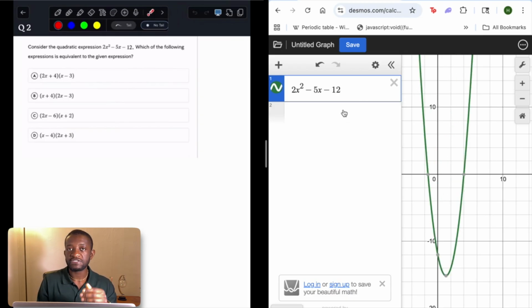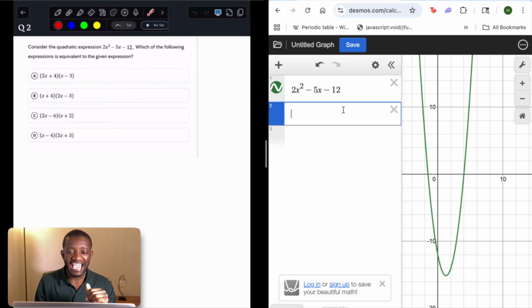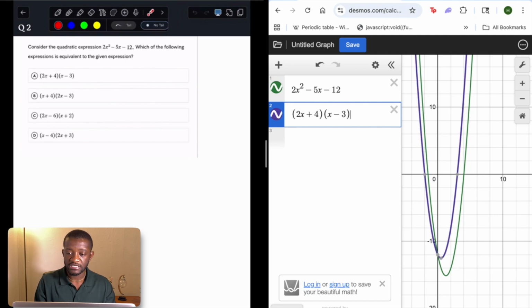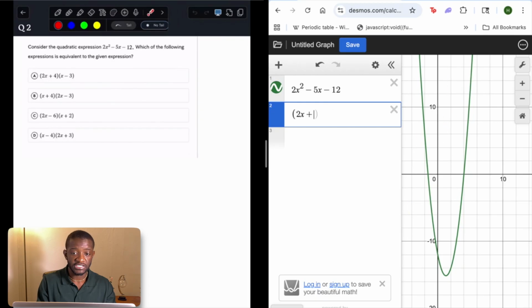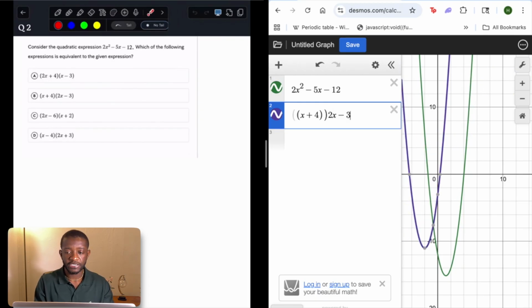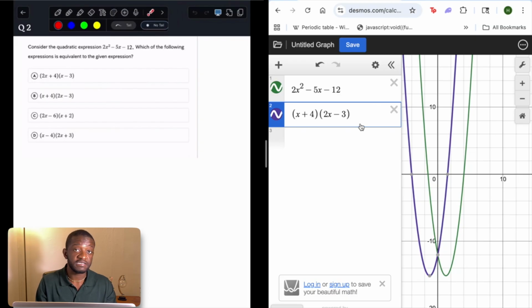So what you can do is that first you plug in the given equation, and now you know that when you factor a quadratic equation, the factored form is the same as the original form. So when you plug it into your Desmos calculator, the graphs should overlap. So first you plug in the first option. You can see that they don't overlap, so this means that this is not the answer. Then you try the second one, 2x minus 3, it's more like this, so that doesn't overlap either.